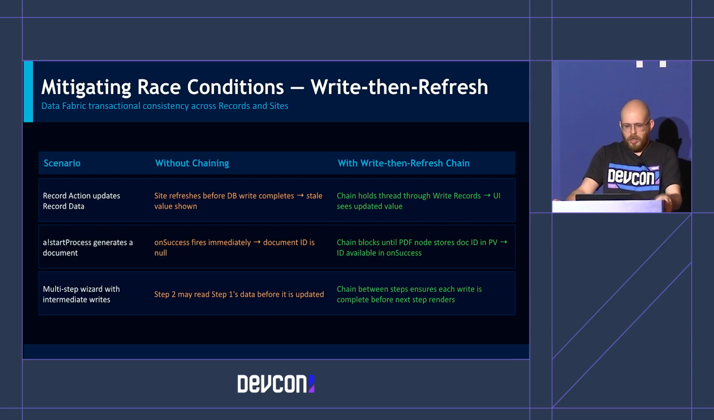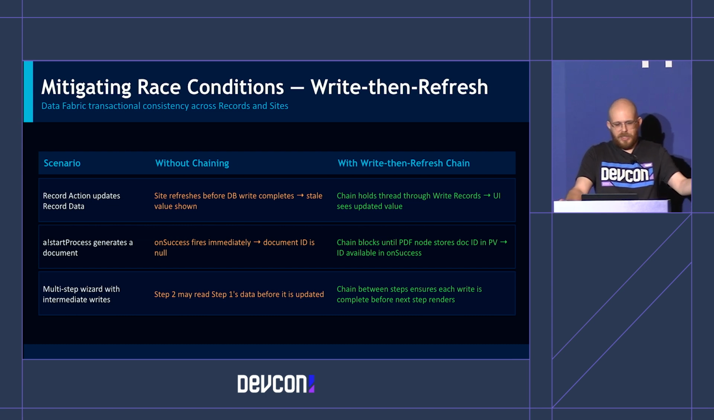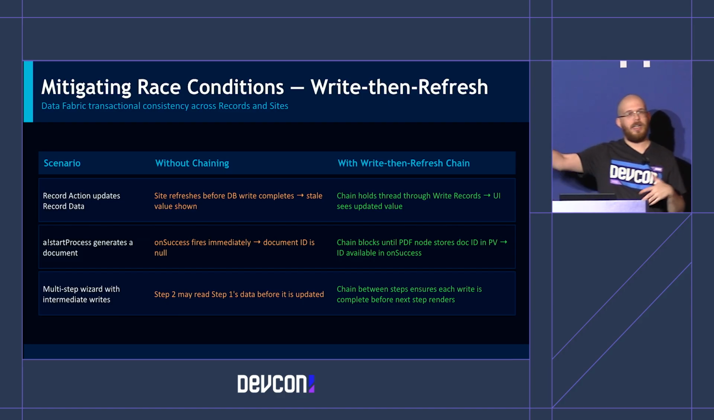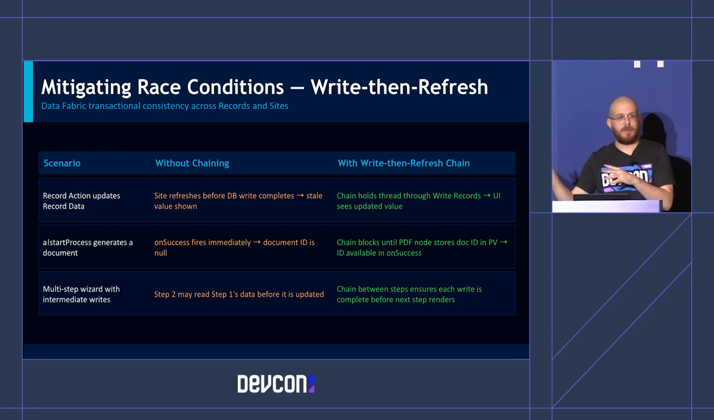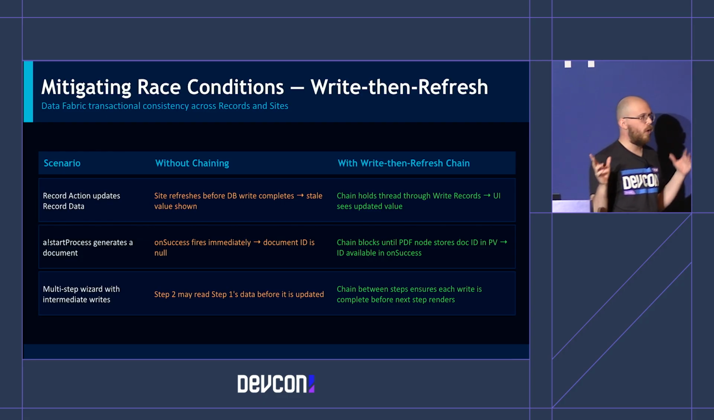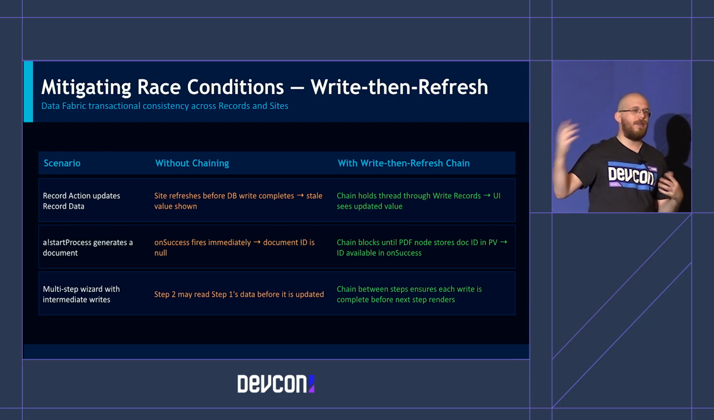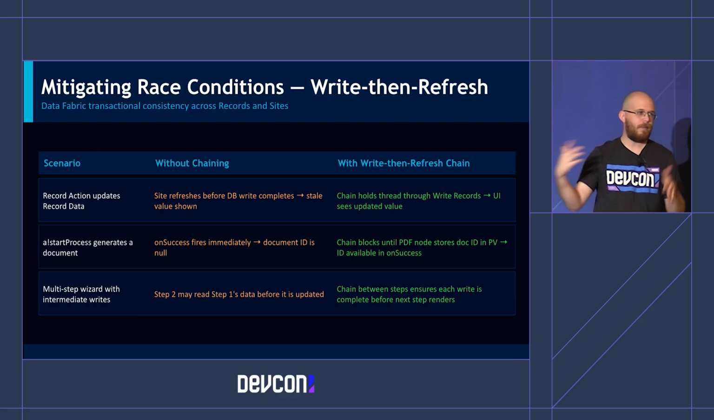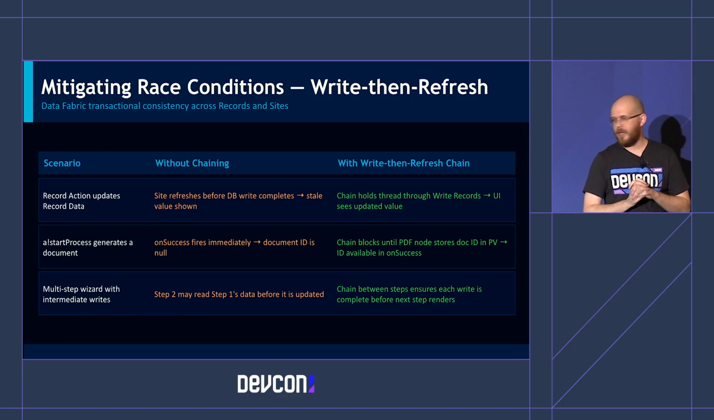Mitigating race conditions in general. So let's just say record action updates record data. If we don't do that, you're going to get stale data. So we make sure that we have the write then refresh chain to hold open the context before we write. You'll see the same thing with the start process, right? By making sure that we do not return the onSuccess call until we've gotten what we need via chaining. And finally, the multi-step wizard. We have to make sure that we are not loading to the next page without writing the first information. So really activity chaining at its heart is making sure that things only happen when we want them to. We only move to the next page when we want. And that's a really powerful, awesome part of activity chaining.